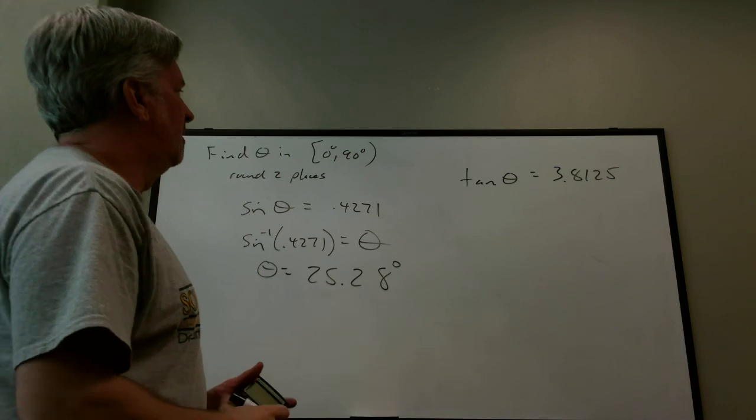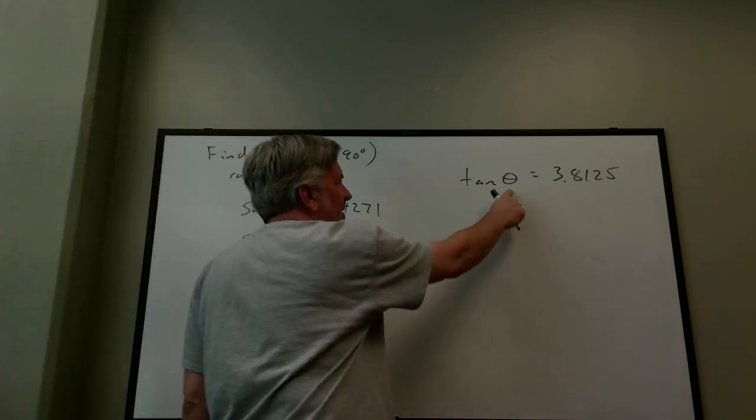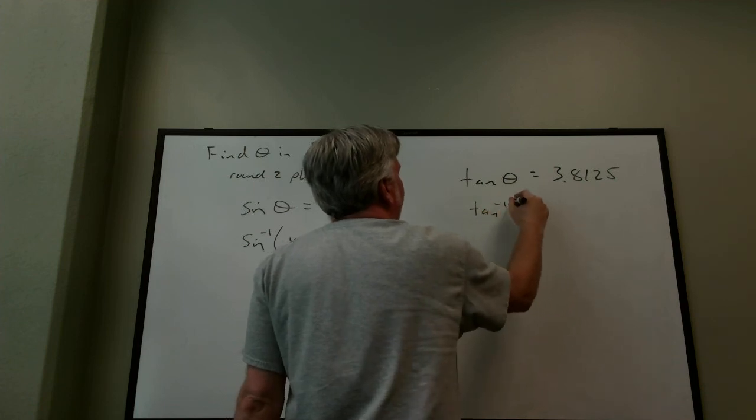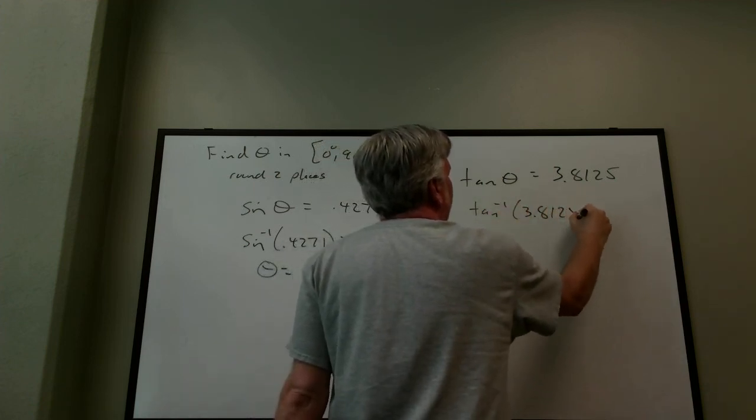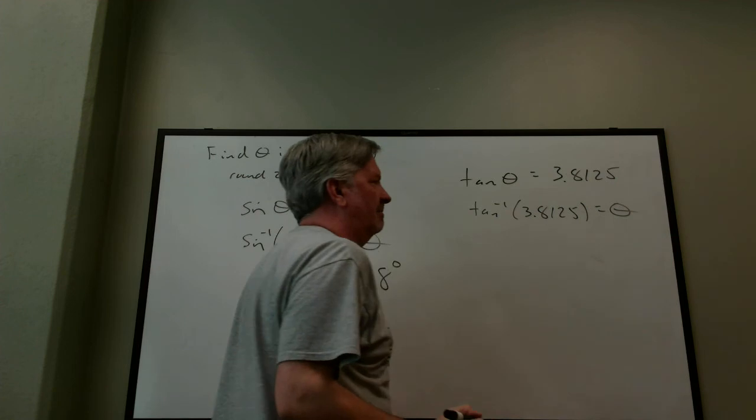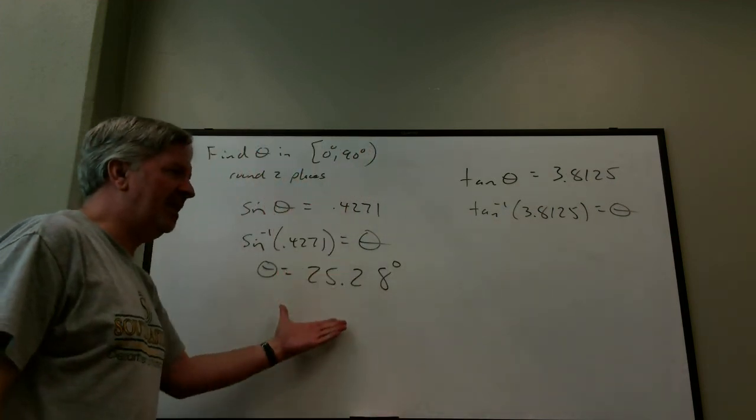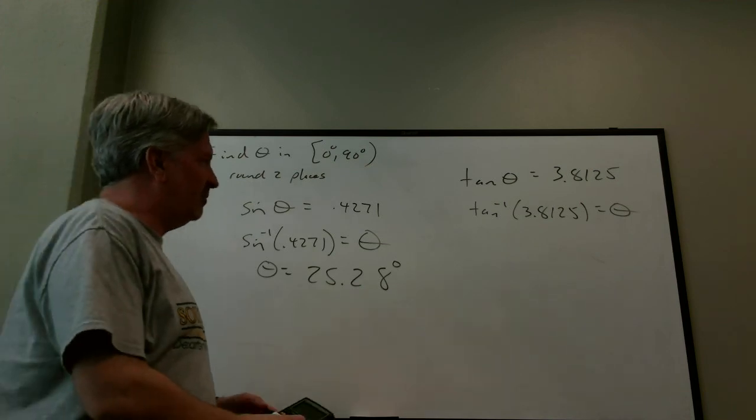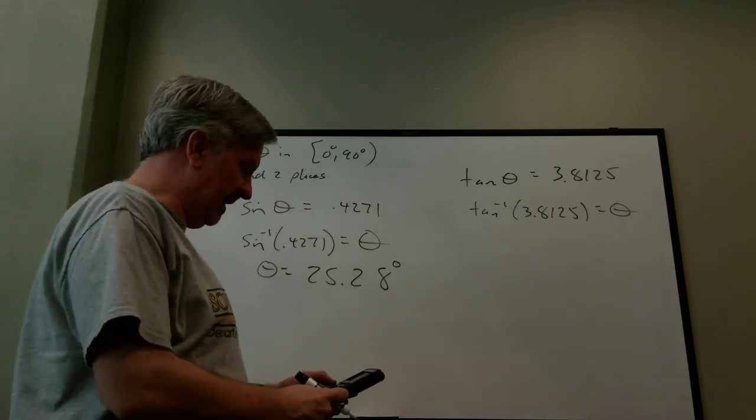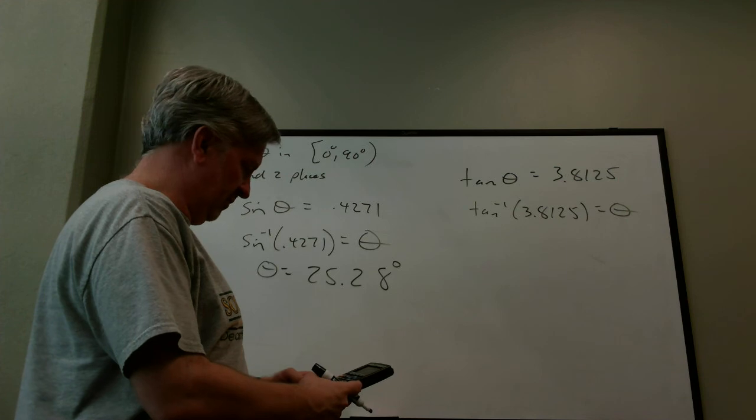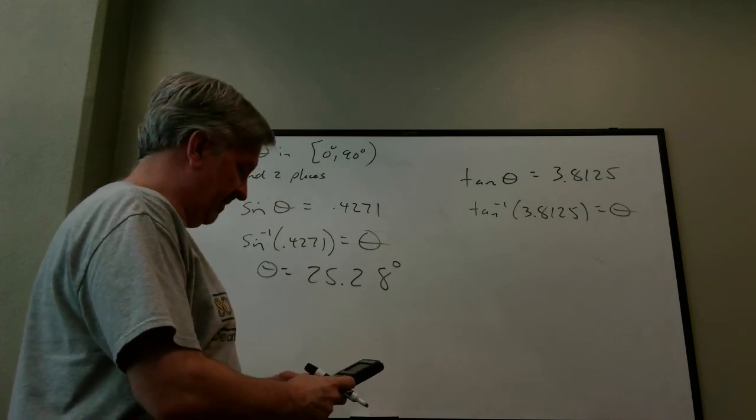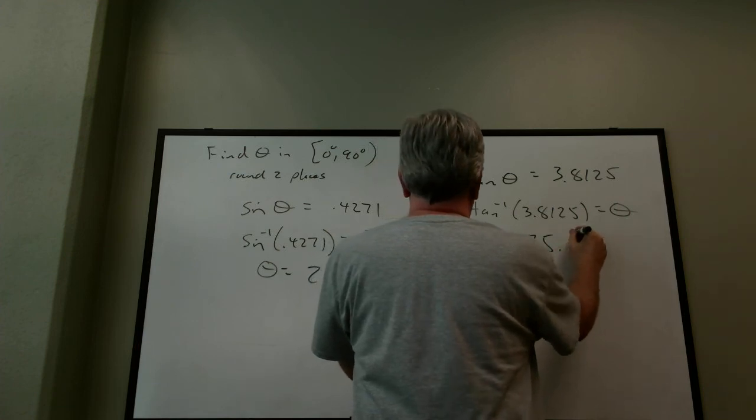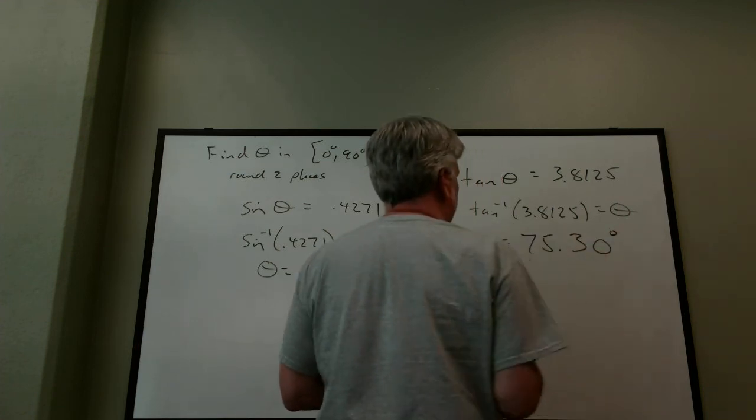Okay? So I'm trying to find angle theta. Tan of an angle is a number, so tan inverse of that number is the angle. Notice how beautifully I'm writing out my steps so everyone can follow. You should do the same. Okay, so type that in, let's see what we get. So tan inverse of that gives me 3.8125. So theta here is 75.30 if I go to two places.